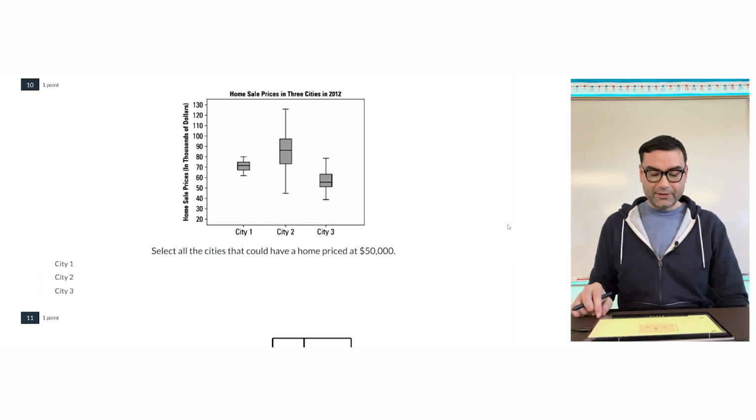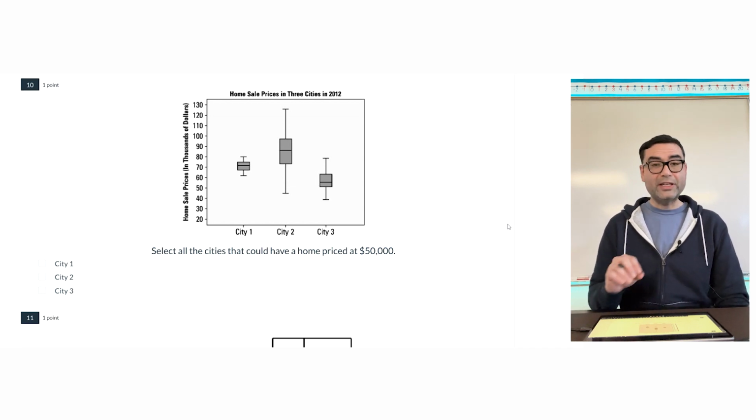Number 10 asks to select all the cities that could have a home priced at $50,000. So in order for a home to have a price of $50,000 in the data, the box plot has to reach down to that data value.